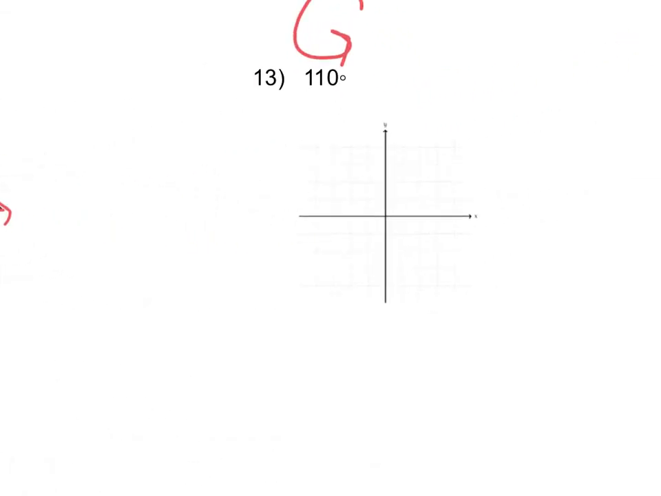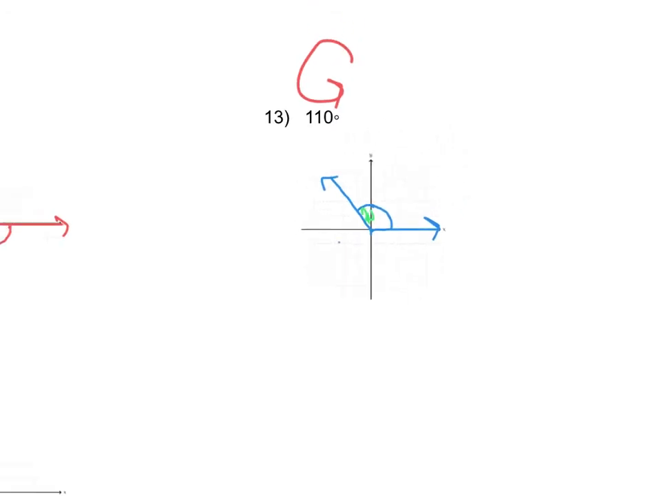If I'm going 110 degrees, that's positive. That means I'm going to be going in the counterclockwise direction. So here's where I'm starting. I'm going to go 90. Well, if I go all the way to the x-axis, I'm going to be at 180. I only want to go 110. So if I'm already at 90, I just need to go another 20 degrees. And then I'm at 110.